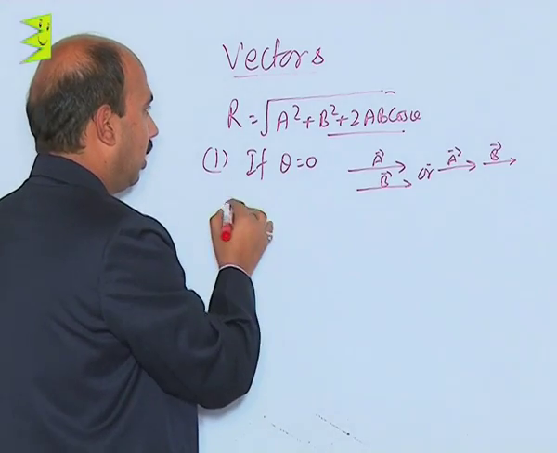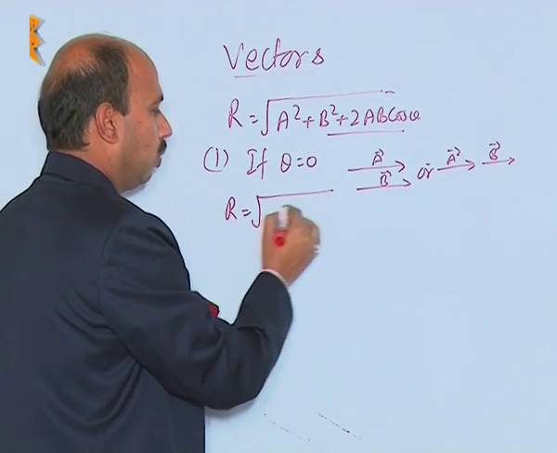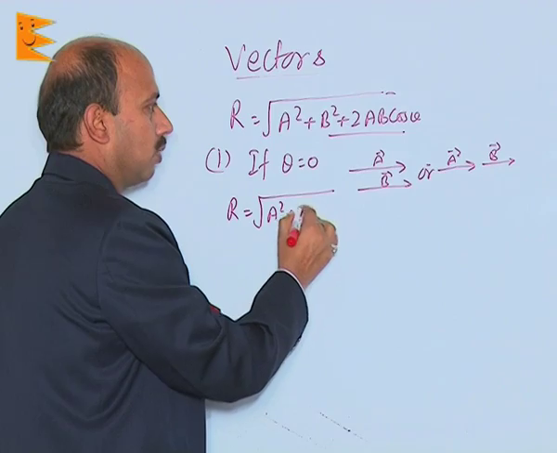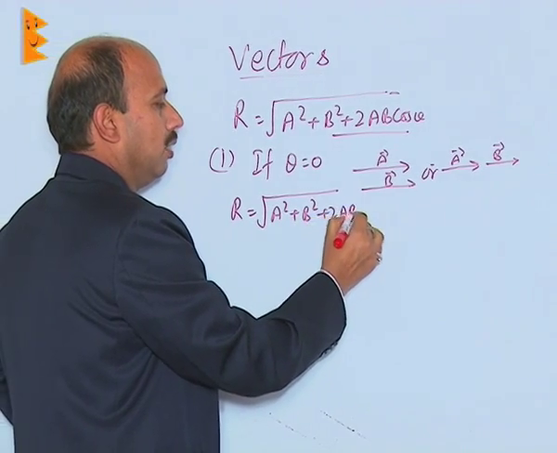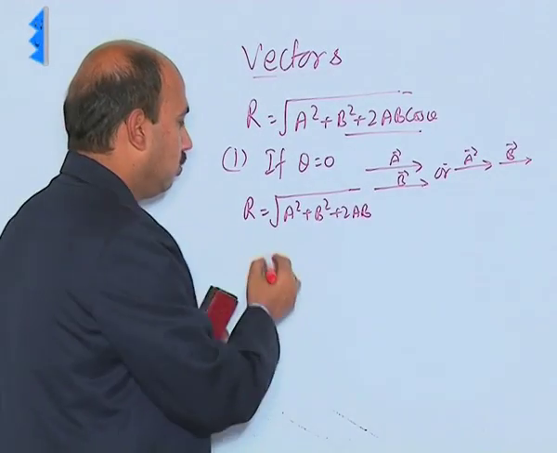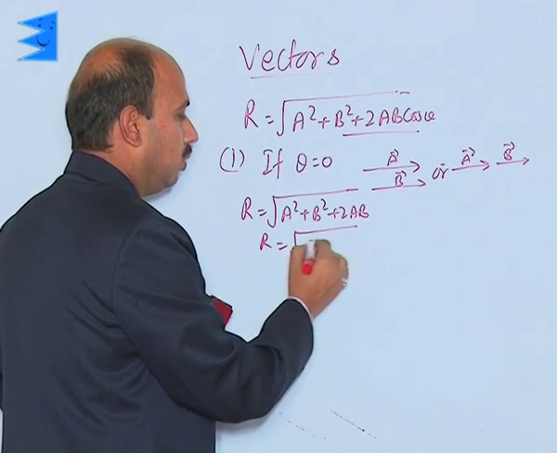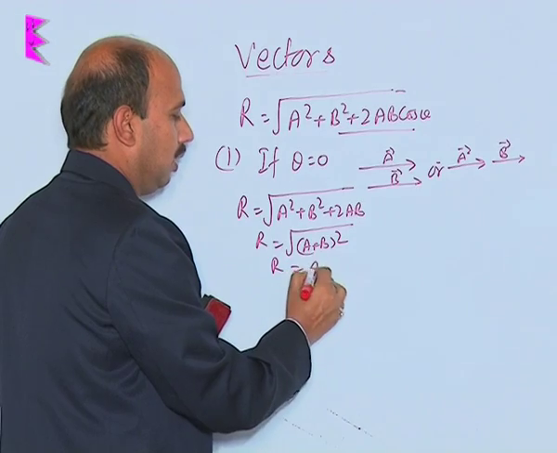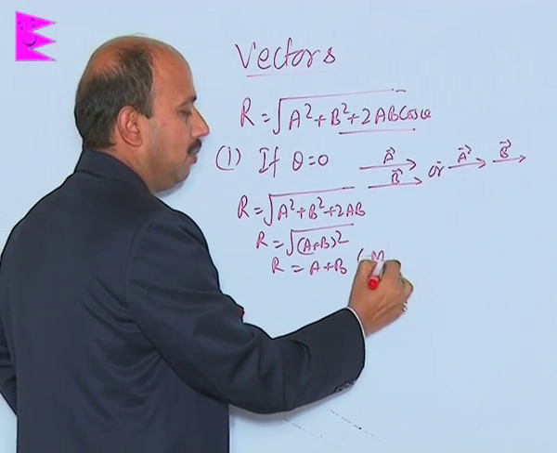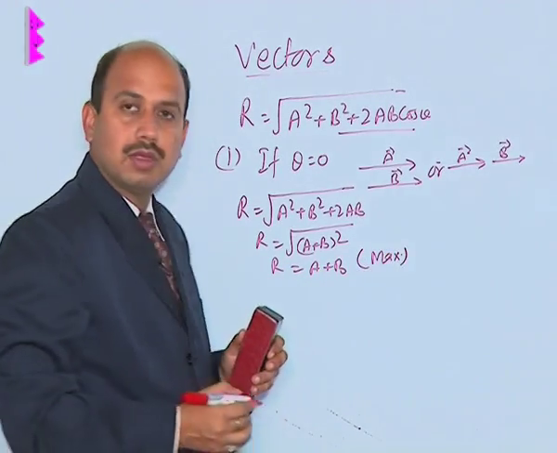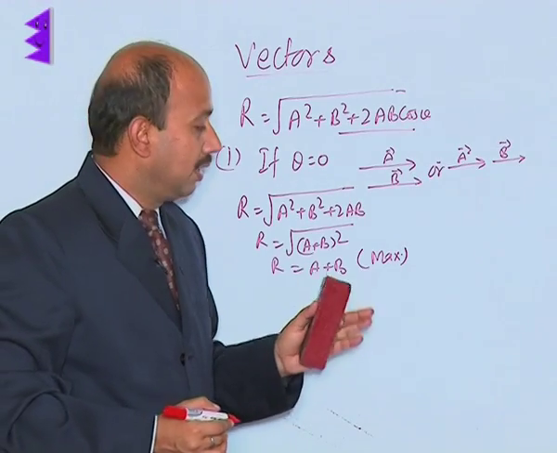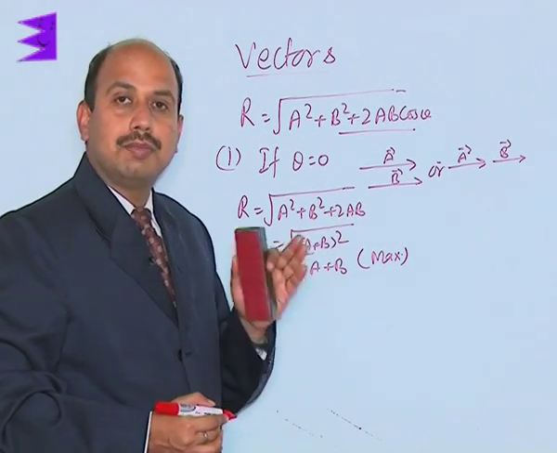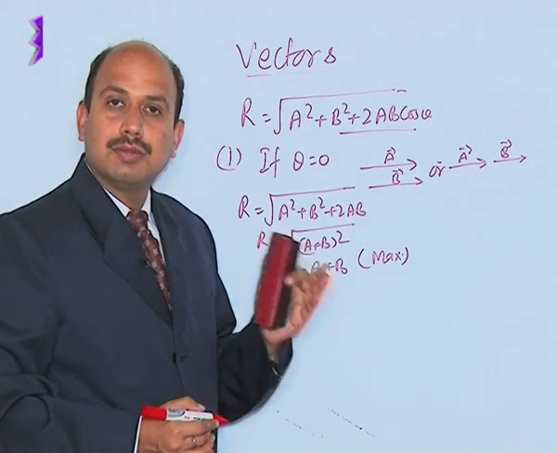What will be here? R is equal to under root of a square plus b square plus 2ab, because cos 0 is 1. So, R is equal to under root of a plus b whole square, that is, R is equal to a plus b. You are getting maximum magnitude. So, when the two vectors act at an angle 0 degree, their resultant is maximum.